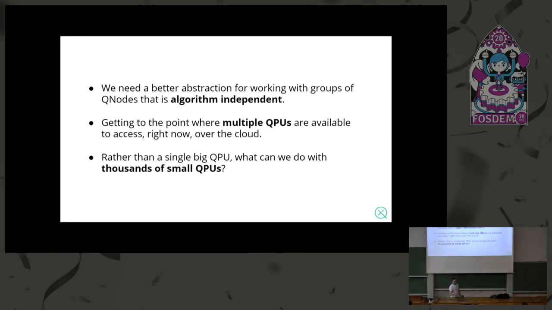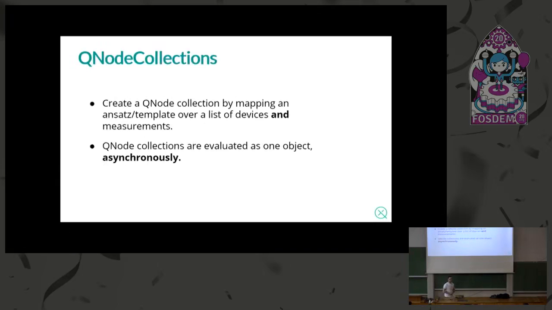So we started thinking, rather than have a single big QPU, which is what a lot of hardware providers are working really hard to get towards, what could we do in the interim if we had 1,000 small QPUs? So we recently introduced the concept of a QNode collection. A QNode collection is a group of QNodes that can be evaluated independently, so they can be evaluated in one go, asynchronously. At the same time, we want it to be an abstraction that you don't have to think about too much. A common way of creating QNode collections in various quantum algorithms is to map an ansatz or template over measurements. So we wanted to extend that as well.